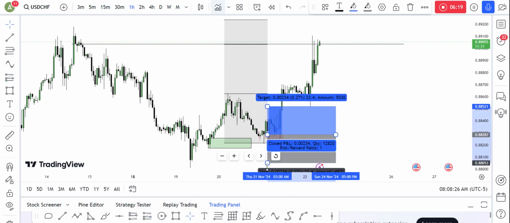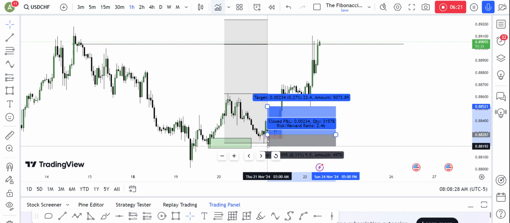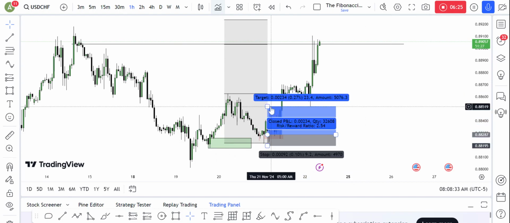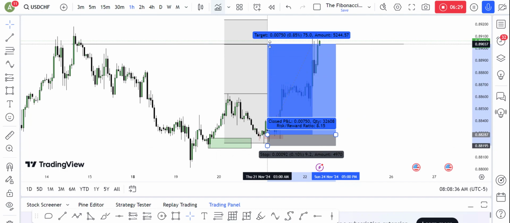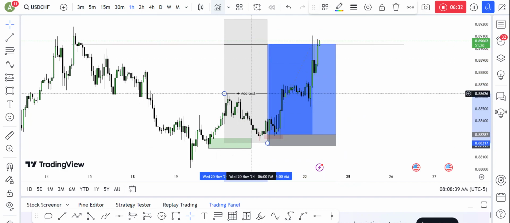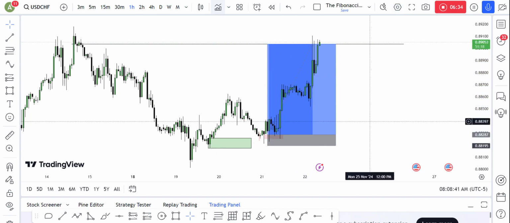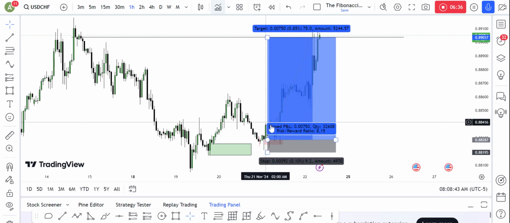This was my entry. My stop was here, almost here also. Yeah, here. And my take profit was this 2.5 area, in which this trade gave me roughly 1 to 8 risk to reward ratio. It's a very high risk to reward ratio, but see, the problem is I have waited.